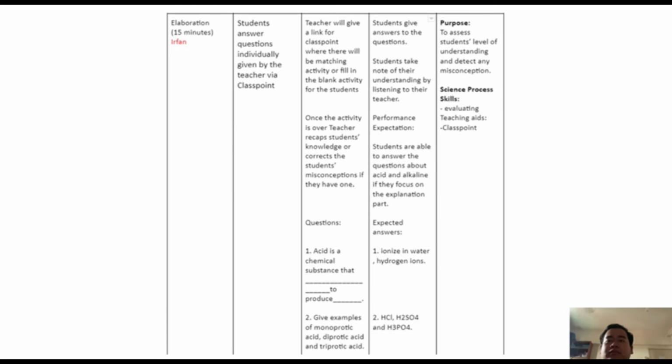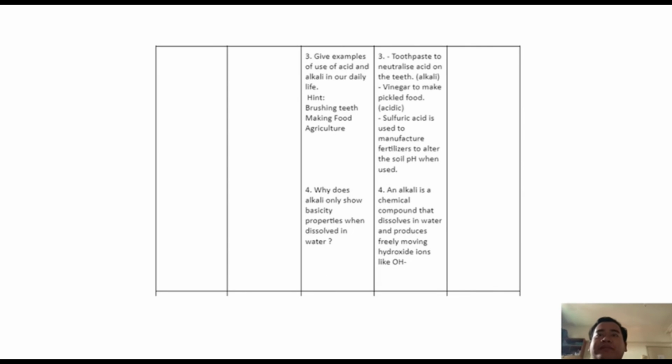And then another question, give examples of use of acid and alkali in our daily life. We will give a hint such as brushing teeth. Maybe we as teachers will mention things like brushing teeth, or maybe making food and agriculture. So the expected answer is toothpaste to neutralize acid on teeth, which is alkali, vinegar to make pickled food, which is acidic, and then sulfuric acid is used to manufacture fertilizers to alter the soil pH.